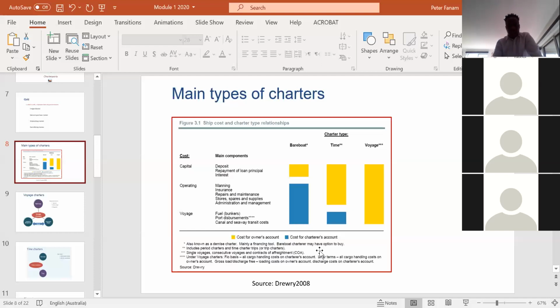So under these three main types of charter party, those are the cost elements associated with it and who is responsible for that. But we shall talk about this in detail as we move forward in other models.